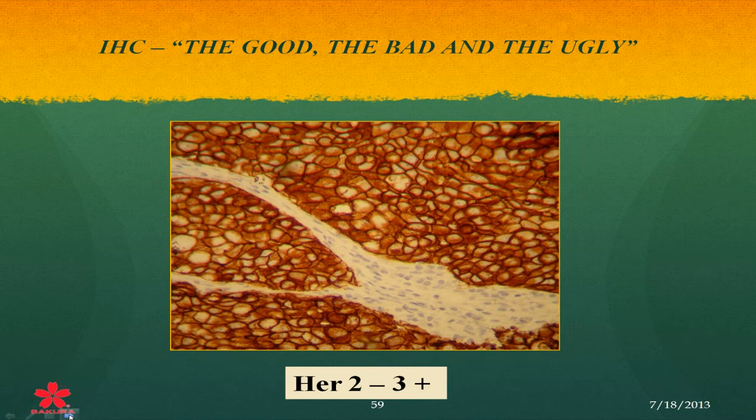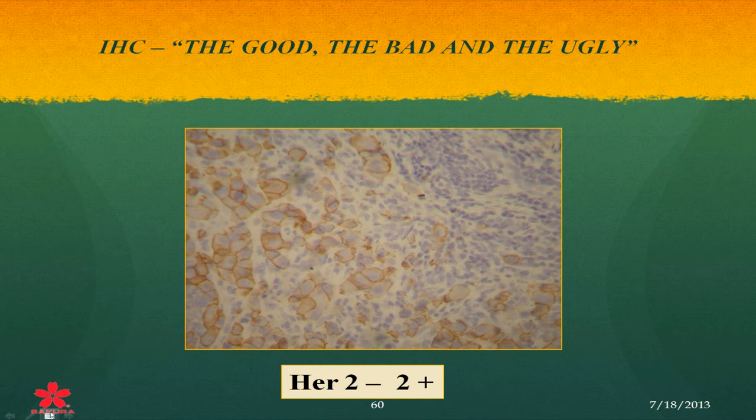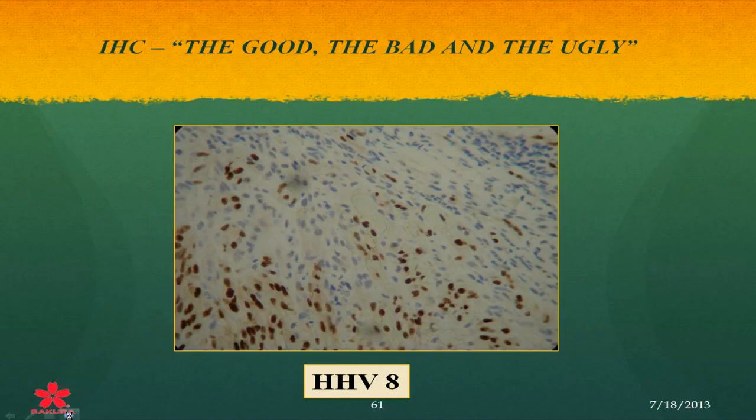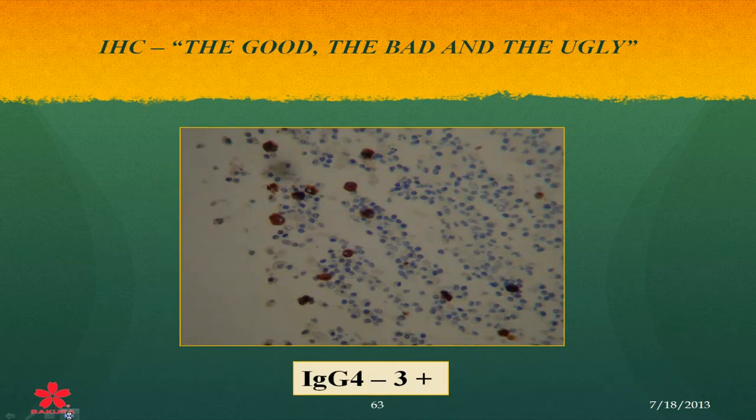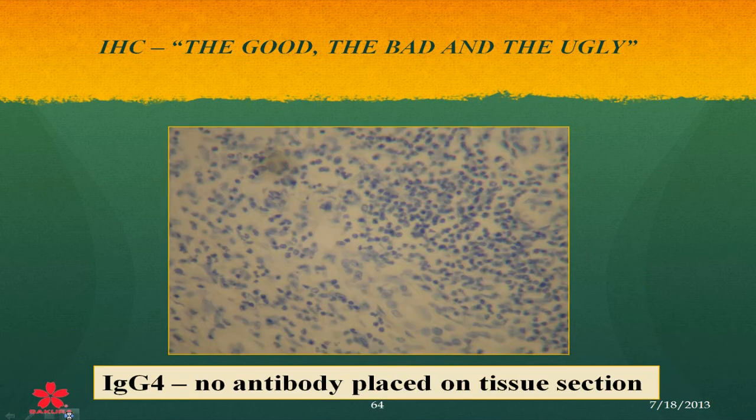Okay, here's a HER2, and it's actually a 3+. And when we're doing our HER2s, this is a 2+. When we're doing our HER2s, we actually do a block that has 3 controls, which has a 3+, a 1+, and a negative control on our unstained control slide. Here's an HHV8, here's an HMB45, and no antibody was placed on the tissue section. This is an IgG4, which we scored as a 3+, and then here's another IgG4, where no antibody was placed on the tissue section.